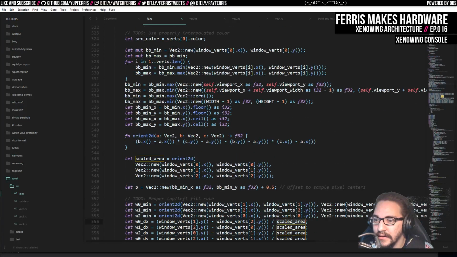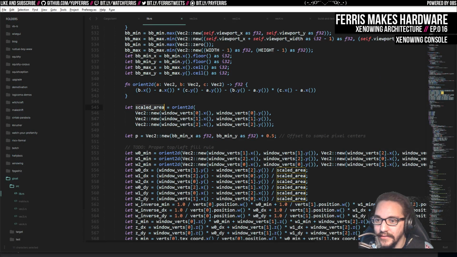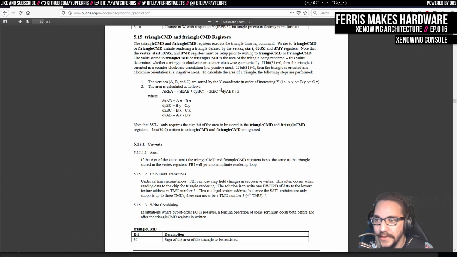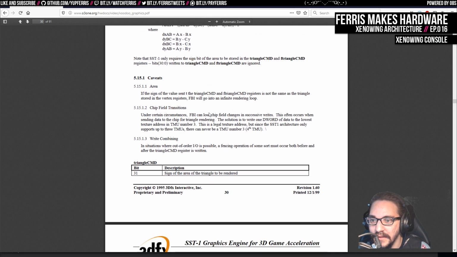Because the area is this, where I have this scaled area, so this actually should be divided by 2 for the area. But again, it doesn't really matter, as long as this is correct to scale, then it's fine.